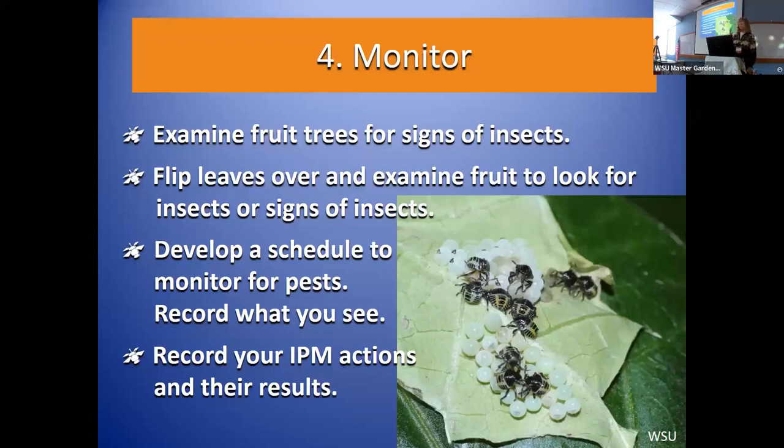Look at your fruit, look for signs of damage with your fruit, and then develop some sort of a monitoring schedule so that you would go out and think about too what's happening with the insect life cycle. Like in July and August, you know that's when apple maggot is peaking, so you might want to go out and see what's happening with your fruit trees in terms of apple maggot at that time. So record what you see. When you implement some of these IPM techniques, record that you've done it, and then record what sort of results you might have.